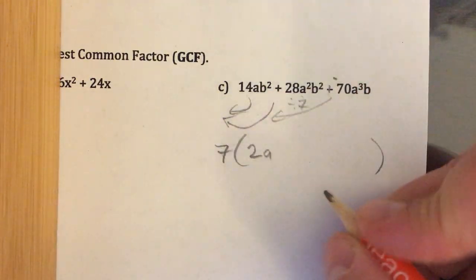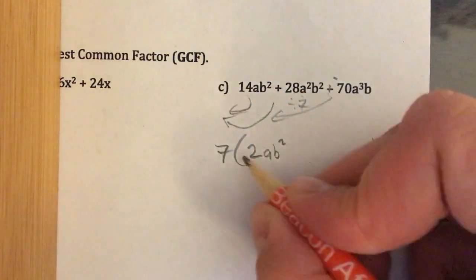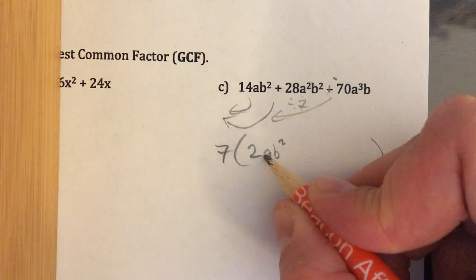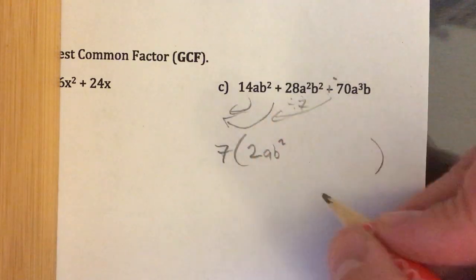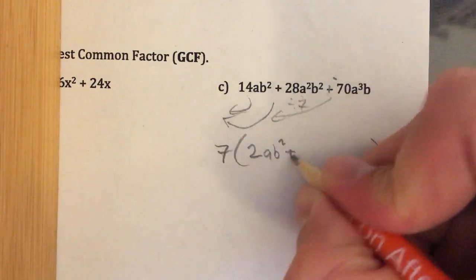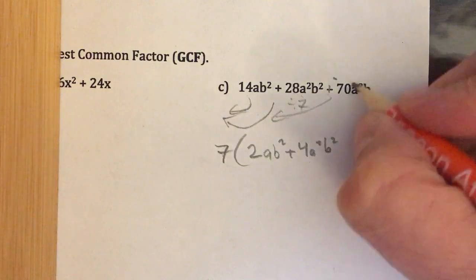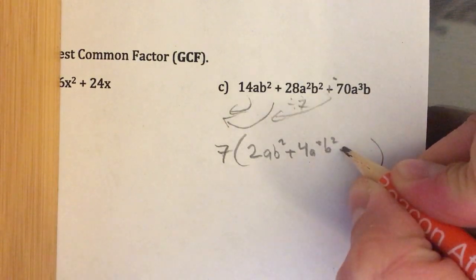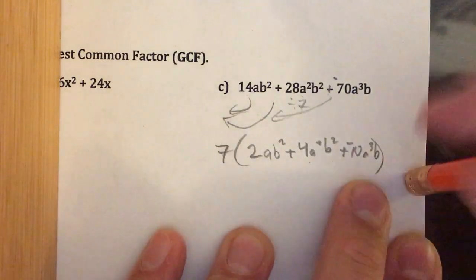I'm left with a 2ab squared here because 7 times 2 makes 14. So this term now, in a sense, divided out the 7, undistributed, and I'm left with these guys. Same thing here, divide by 7, I'm left with 4a squared b squared. Lastly here I say plus, and I'm left with a negative 10a cubed b.